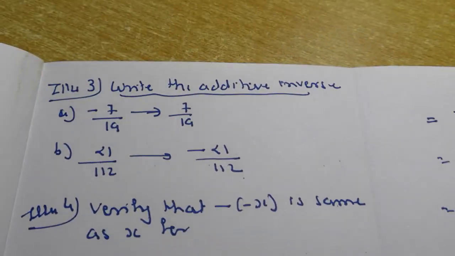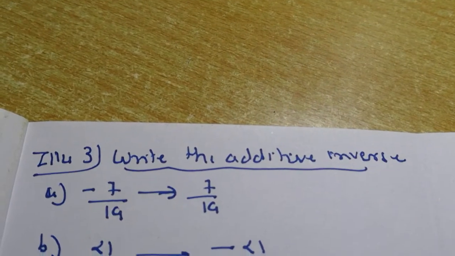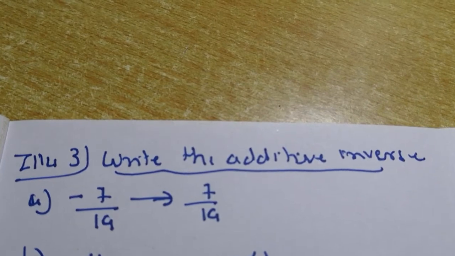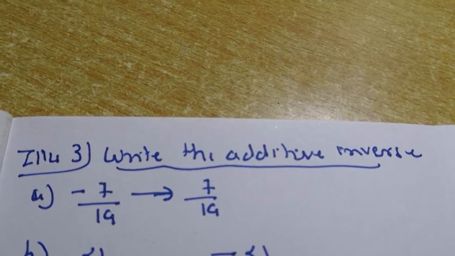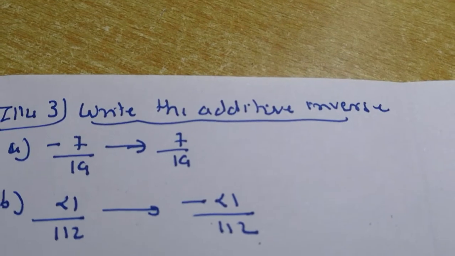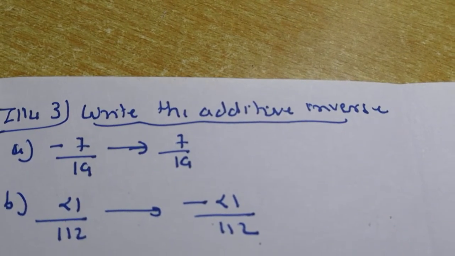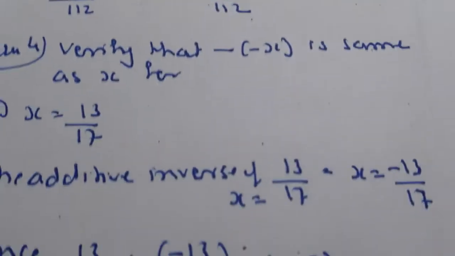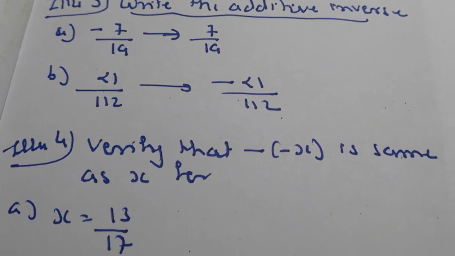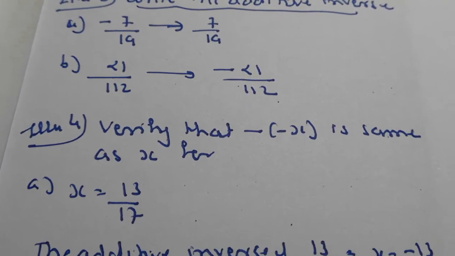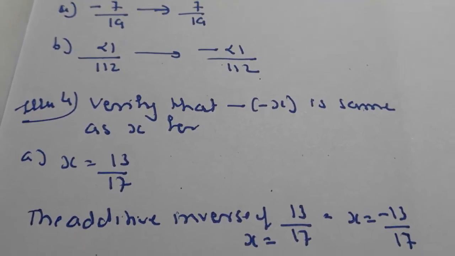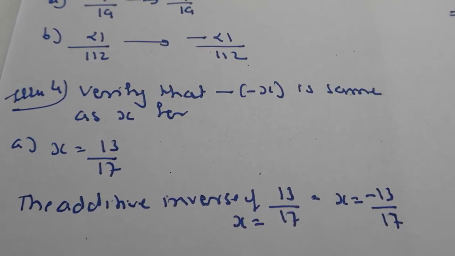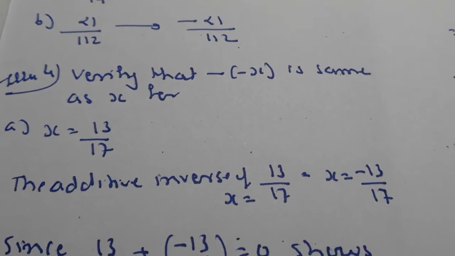So our answer is 1 upon 2. Write the additive inverse. Minus 7 upon 19 is equal to 7 upon 19. Minus becomes plus, plus becomes minus for additive inverse. So 21 upon 112 plus becomes minus 21 upon 112. That is additive inverse. Now you have to verify that minus x is same as x for x is equal to 13 upon 17. So now the additive inverse of x is equal to minus 13 upon 17.